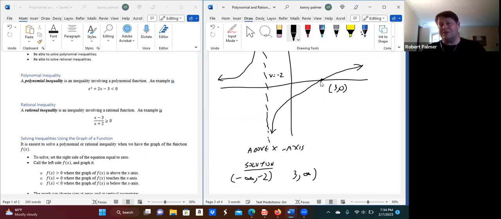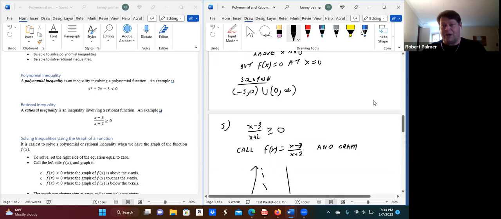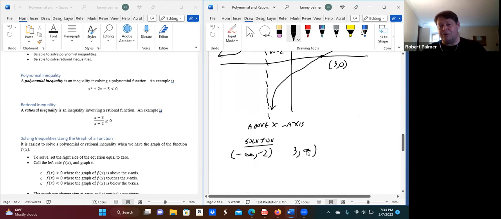Now, in this case, since it actually goes through that point, and since we have greater than or equal to, it includes that endpoint at 3, so we have a square bracket here. Remember, it doesn't go through x equals -2, so that's why we have a parenthesis there. A graph never crosses a vertical asymptote. And once again, we have the union symbol.